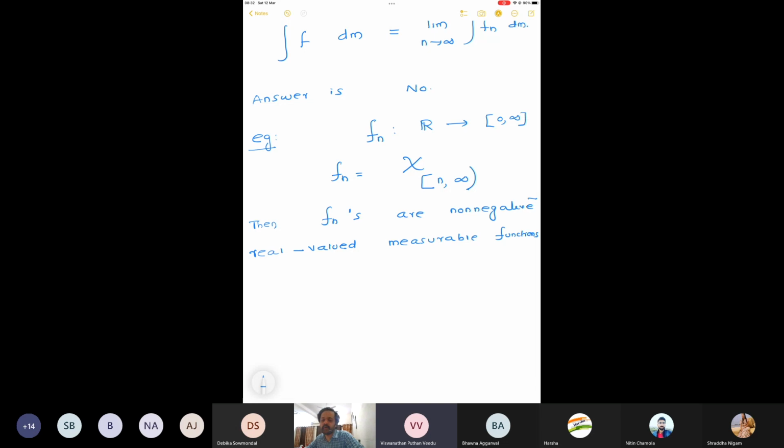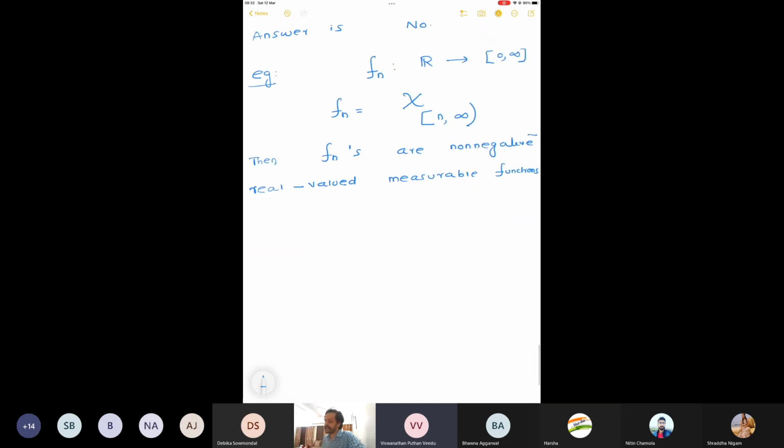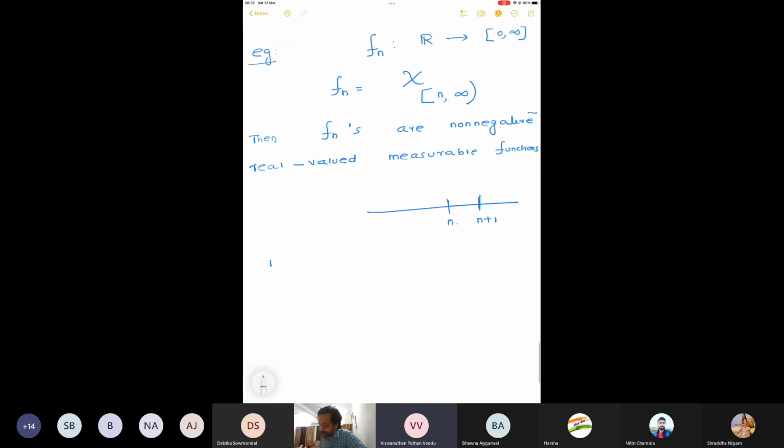Now the question is whether it is monotonically decreasing. You compare fn and fn plus 1. Remember n is here, then n plus 1 is a natural number greater than it. And what will be fn of x? It will be chi n infinity, and fn plus 1 is chi n plus 1 infinity. Do you see that? Also fn is monotonically decreasing. Do you see it? Once it is decreasing, you can talk about its limit.